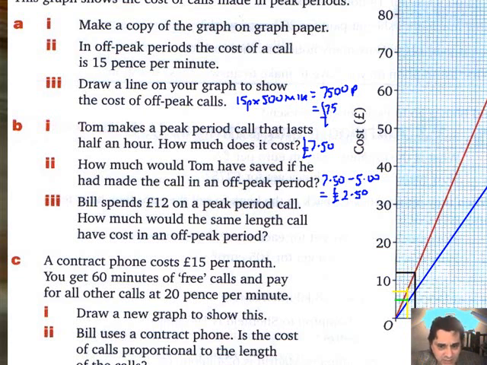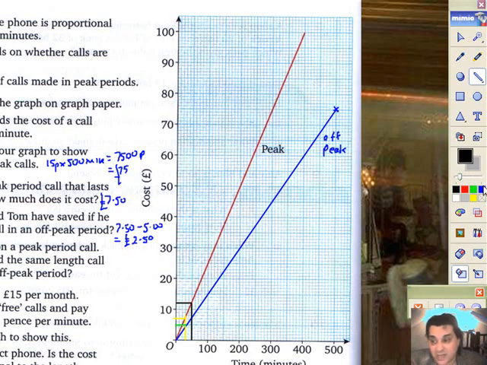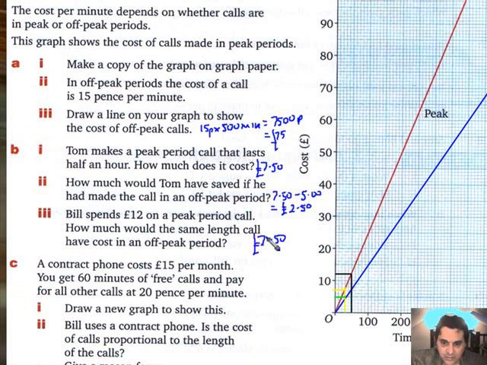How much would the same length of call cost in off-peak? Well, there's my black line, 50 minutes. Hit my blue line and turn left. It looks very much like £7.50, just judging by the screen. And if you make it something different, obviously, because you can see better than I can close up on paper, but I'm going to go for £7.50 again, as opposed to £12.